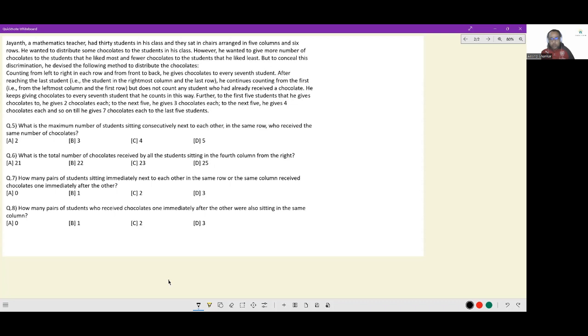Further, to the first 5 students that he gives chocolates to, he gives 2 chocolates each. The next 5, he gives 3 chocolates each. To the next 5, he gives 4 chocolates each, and so on till he gives 7 chocolates each to the last 5 students.